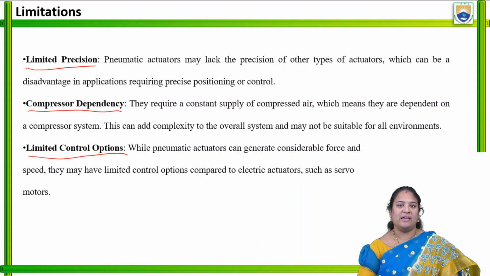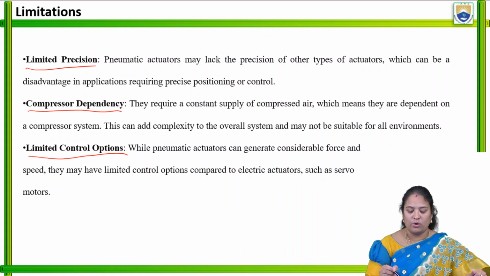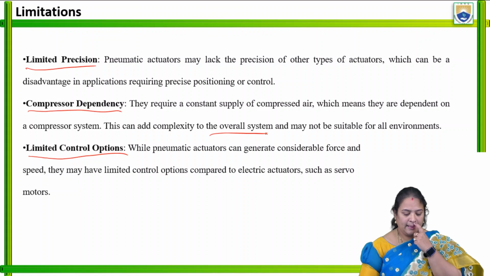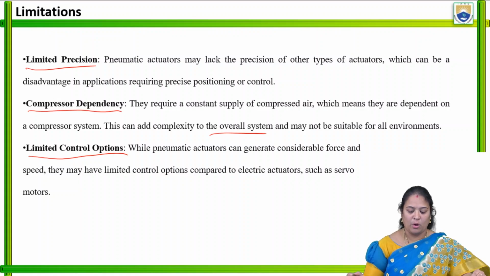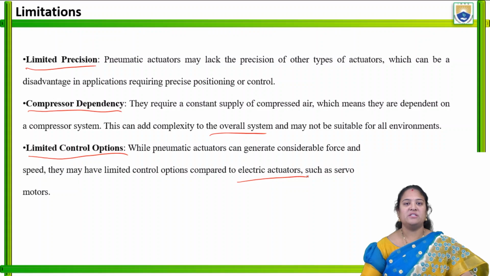We need to compress the air, that is, it is dependent on the compressor system. So this is also an added complexity to the overall system. Right. Next, coming to the limited control option. Here it is limited only to certain options, whereas the electrical actuator or the servo motor can be used in any particular control system.